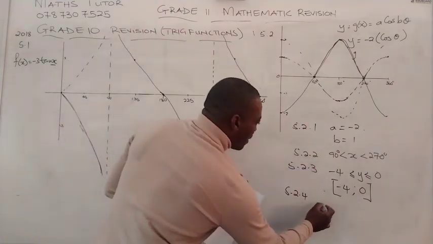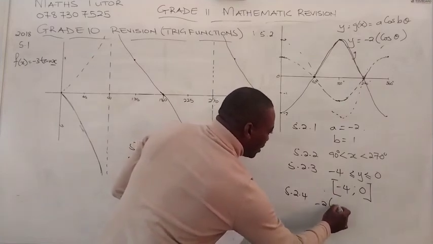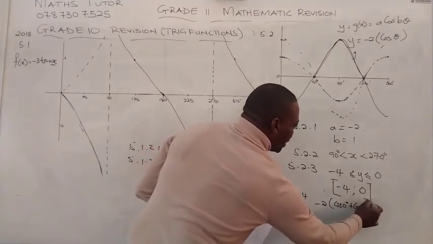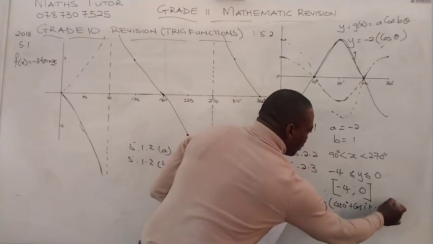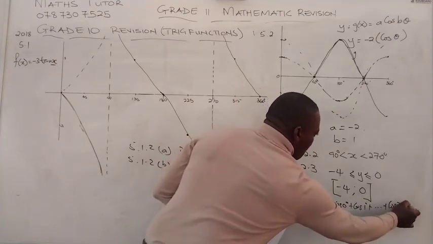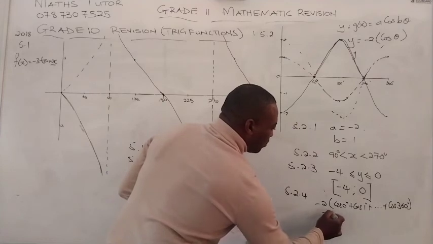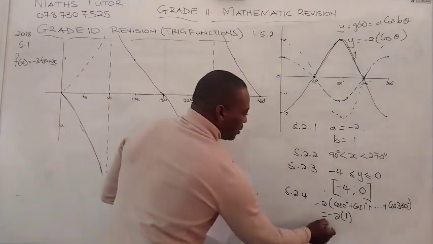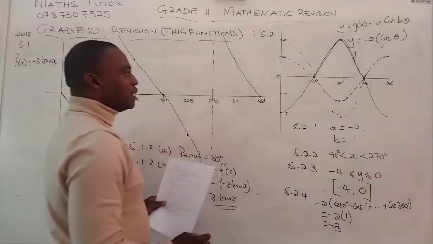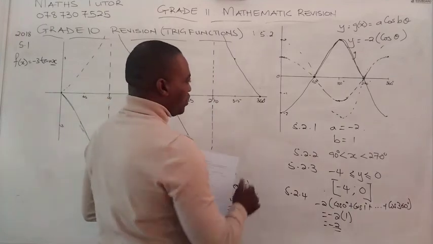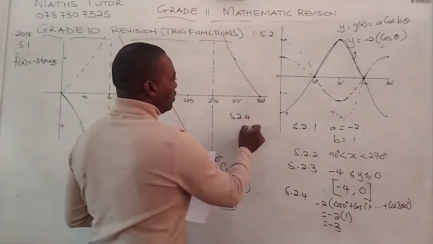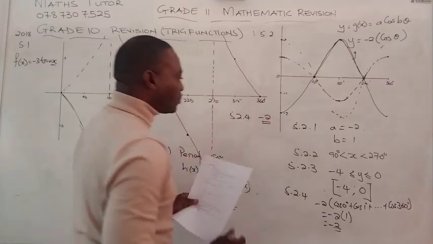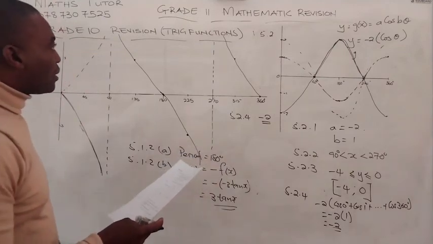So we are simply saying a negative cos 0 degrees plus cos 1 degree plus until you get to cos 360 degrees is simply equal to -2 by cos 360 degrees, which is 1. That's the only one that will remain. So this will give us -2. So 5.2.4, we are saying the answer is -2.